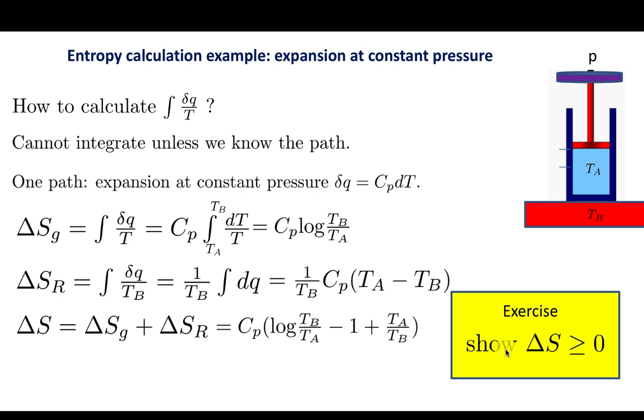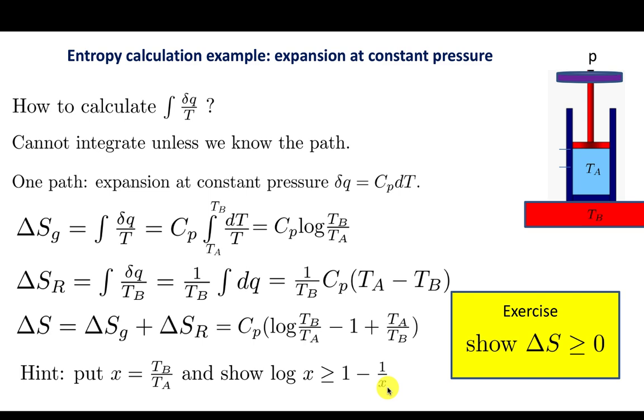It'll be equal to zero if TA and TB are the same, and that's pretty obvious because this will be 1 minus 1 and this will be log of 1. But what if TB is bigger than TA? Then you will show as an exercise that delta S is positive, and that's actually trivial. Just put X equal to TB over TA, and what you have to show is that log of X is always greater than 1 minus 1 over X for X being positive.